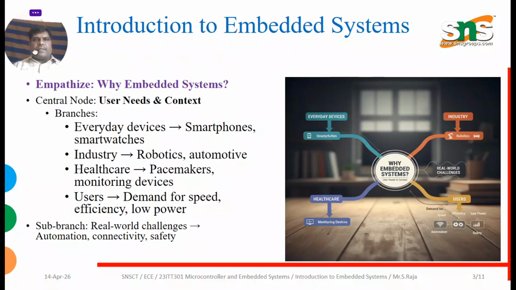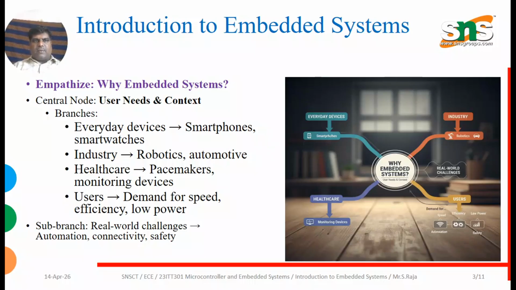So now I am going to discuss the introduction to embedded system. As you see, embedded systems are used mainly in everyday devices like smartphones, and also in healthcare devices like monitoring of our pulse, ECG, EMG, MRI, and CT scan. It is also mainly used in industry for robotics, that is, movement of objects from one place to another. Finally, it addresses real world challenges where the user can be specific in terms of automation. Automation means how the speed is displayed, how accuracy is maintained, how efficiency is calculated, and what kind of power efficiencies we need to calculate. So this is the introduction to embedded system.